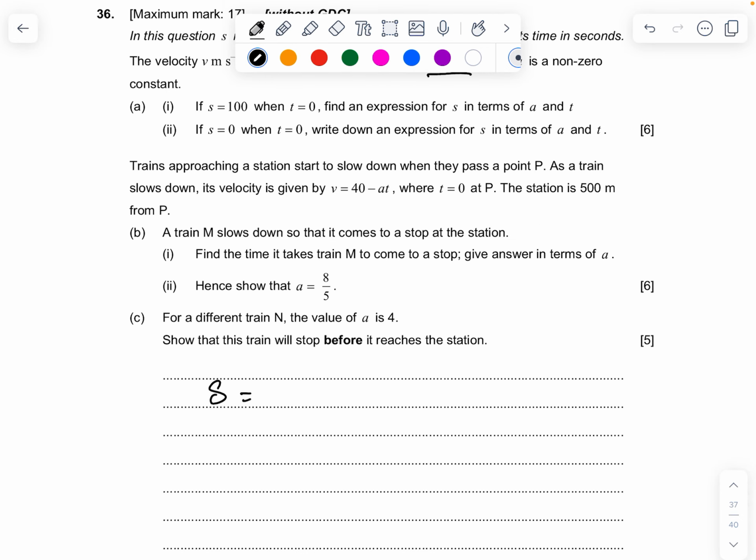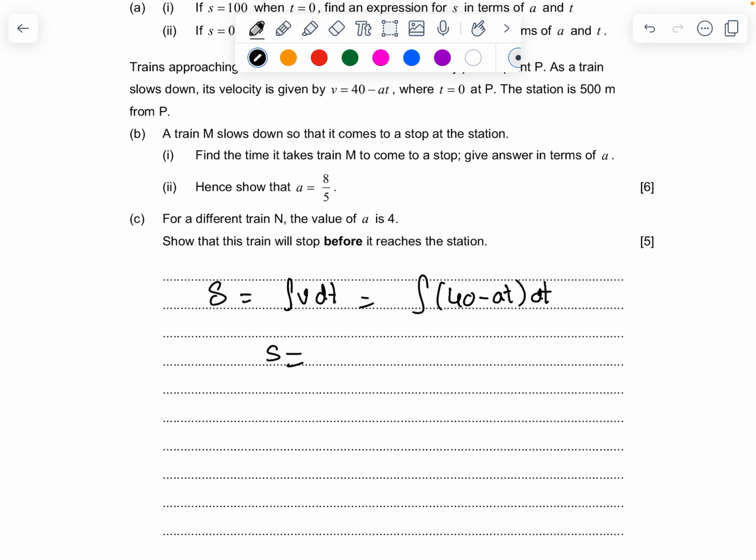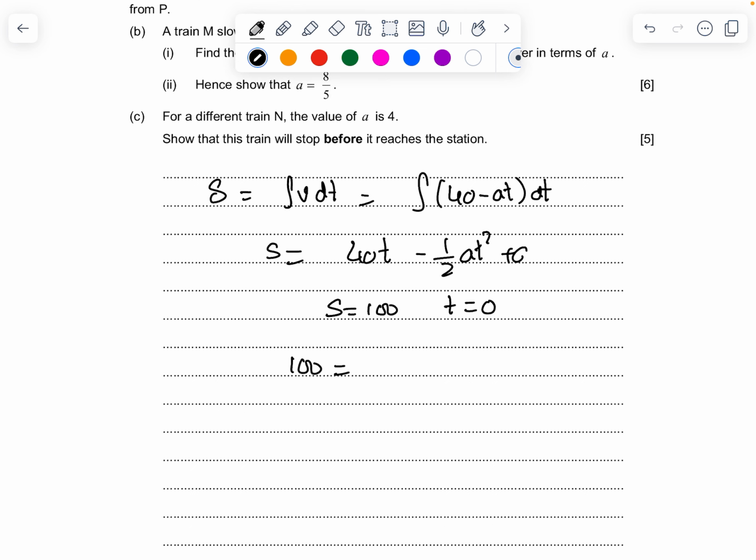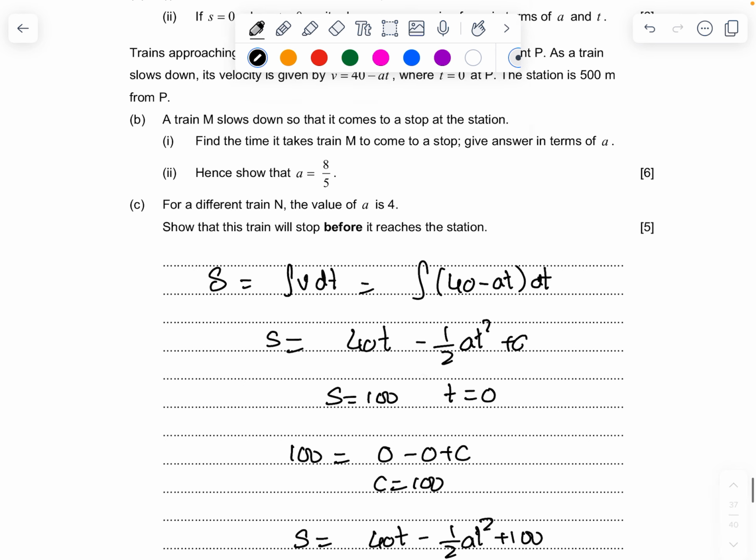So in order to find distance, it is the integral of velocity v dt, which is the integral of (40 - at) dt. So s will become 40t - half a t square plus c. Now we know that s equals 100 when t equals 0. So 100 equals 0 minus 0 plus c, which gives me c as 100. So what is the formula for s? I get 40t - half a t square plus 100.